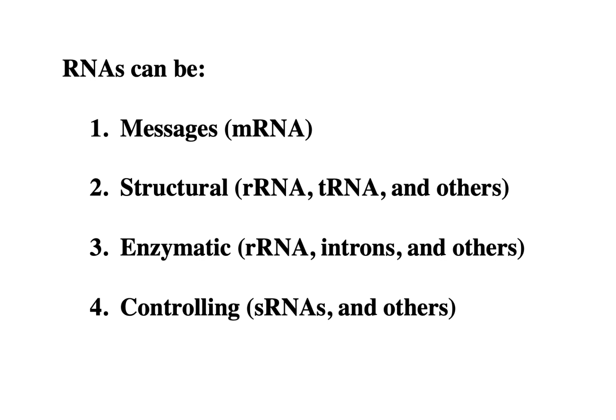So then this circles back to this slide I showed in a previous video, that RNAs can be messages in the form of mRNAs, which I discussed today. But they can also be structural, that is, parts of the ribosomal RNAs, parts of the tRNAs, and others. They can be enzymatic. Ribosomal RNA is enzymatic. It has the peptidyl transferase activity on it. And then introns, especially group 1 and group 2, are enzymatic in that they are self-splicing.